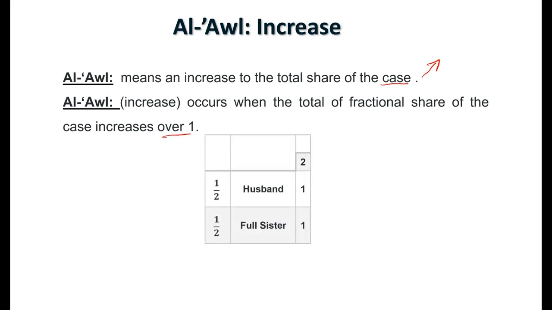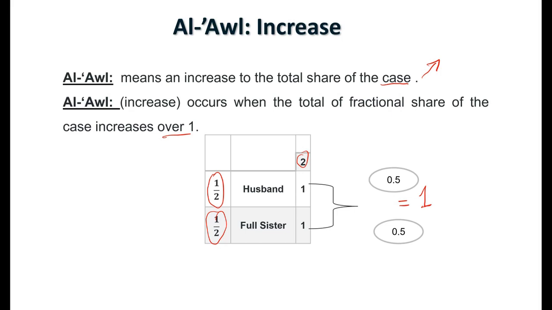For example, here we have husband and a full sister. Both husband and the full sister are getting half each. So the mas'ala here is built upon 2, each getting half of 2. This means the fractions of each add up to 1. Here there is no awl involved.